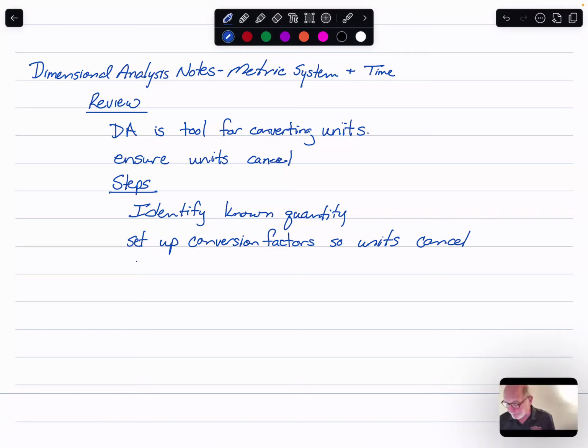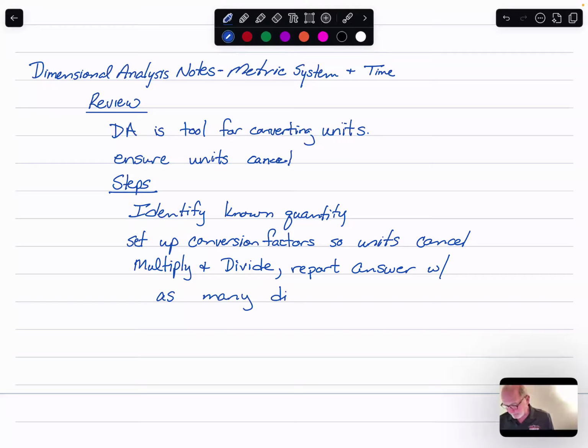Right? And then we're going to perform the math. We're going to multiply and we're going to divide and we're going to report an answer that has as many digits as the least number of digits in the problem.